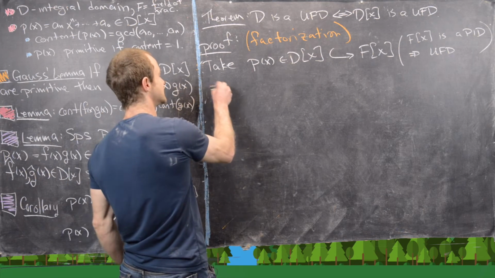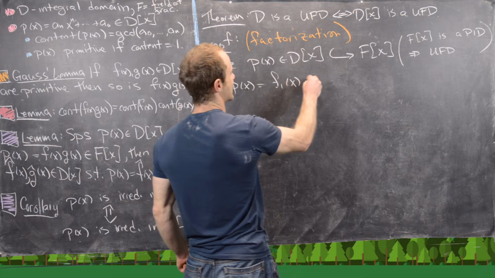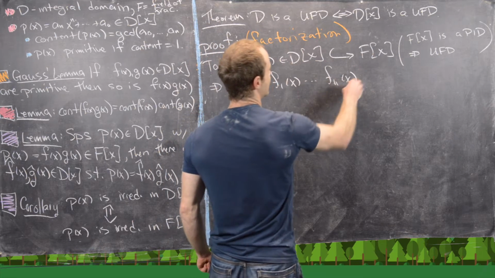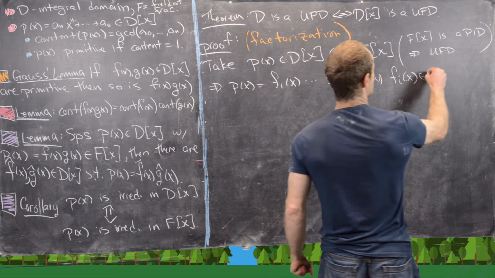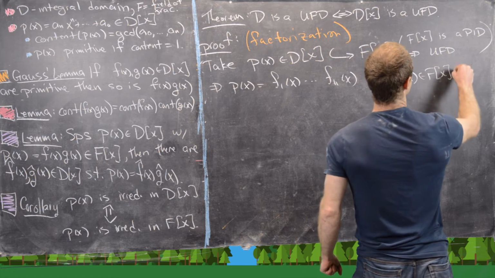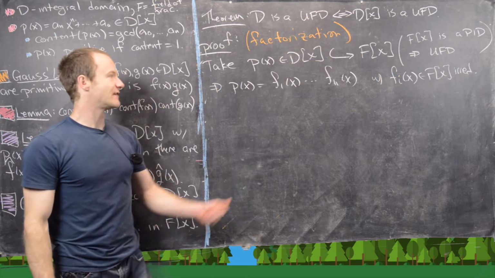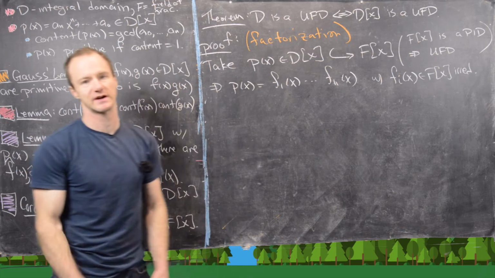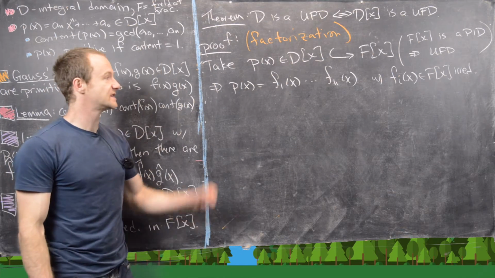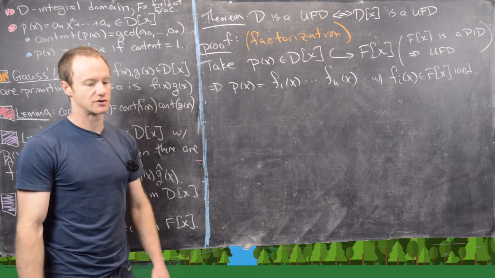But what that tells us is that we can already factor this thing into f1 of x all the way up to f sub n of x, with each f sub i of x in F adjoin x irreducible. Great. Now all we have to do is push this factorization, which is happening inside of F adjoin x, the field of fractions, into D adjoin x, in other words, the integral domain.